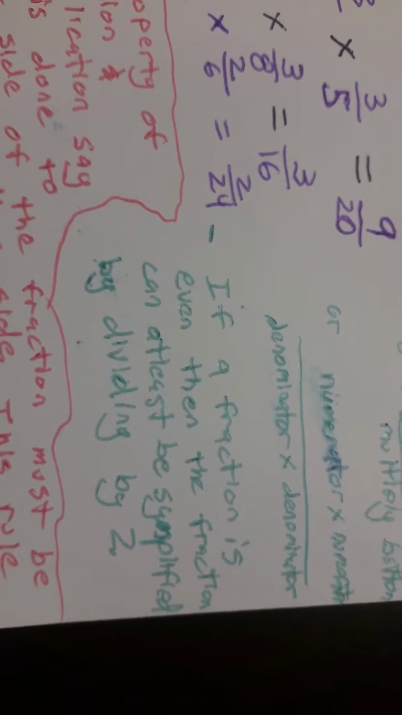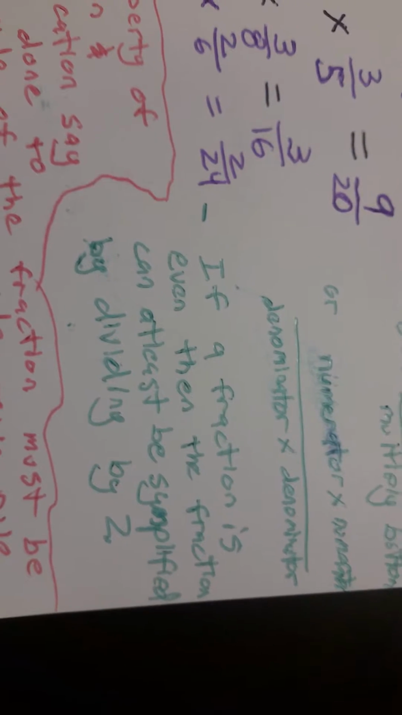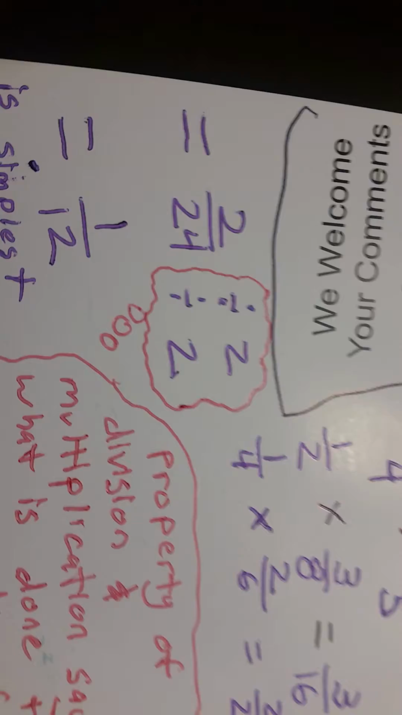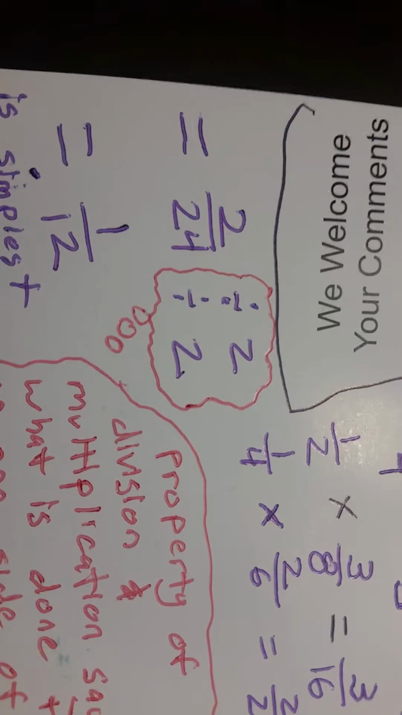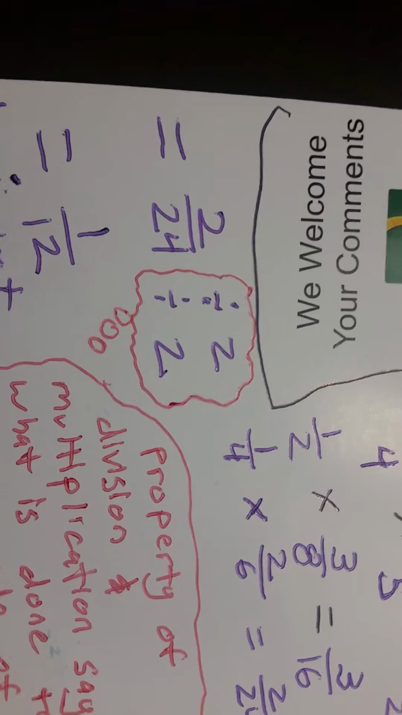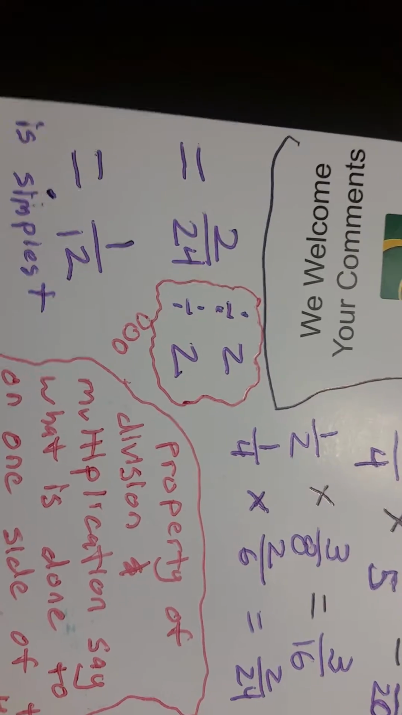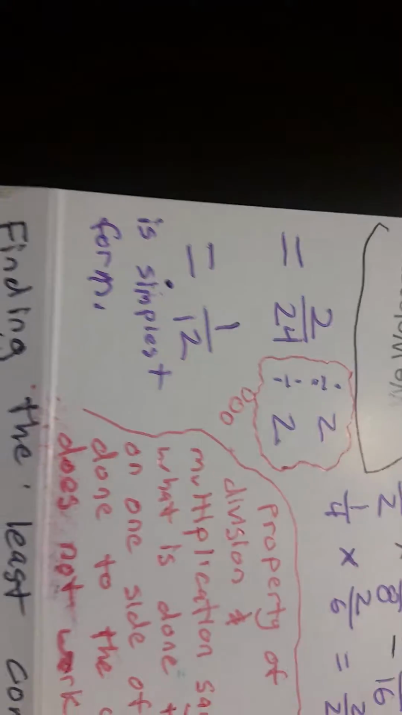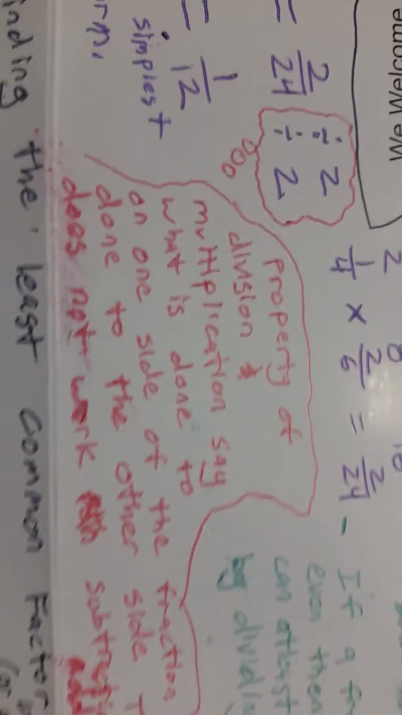If a fraction is even, then the fraction can at least be simplified by dividing by 2. So property of division says that what you do to the top, you can do to the bottom, and it's allowed. So we divided the top by 2 and the bottom by 2. 2 divided by 2 in the numerator equals 1. 24 divided by 2 in the denominator equals 12. And that is simplest form.